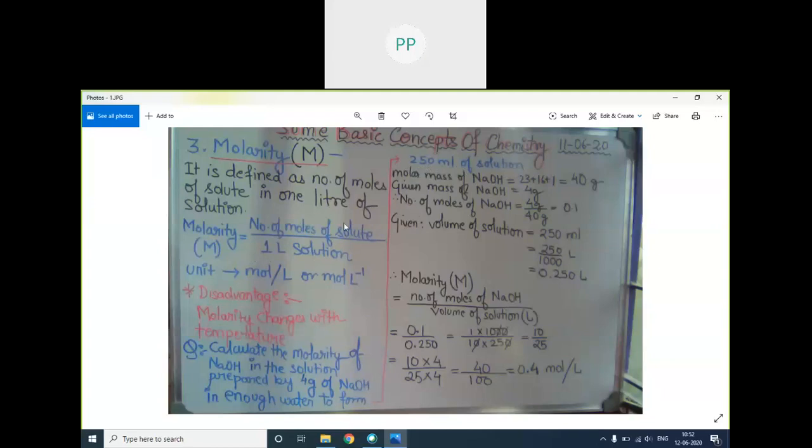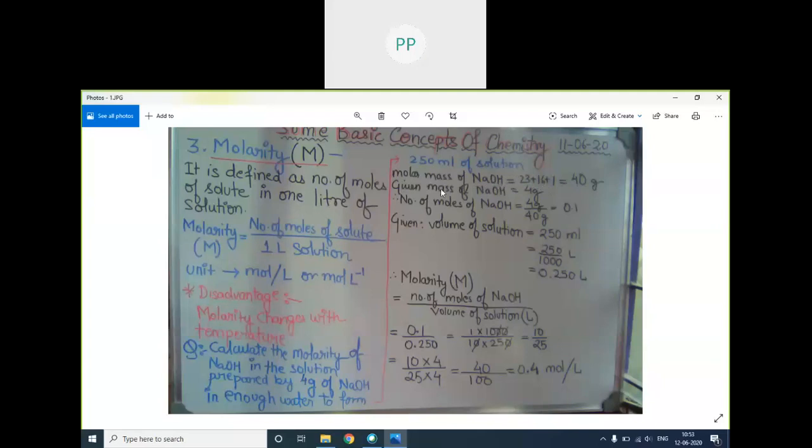Now, what else we need to calculate molarity? We need number of moles of solute. But we don't have number of moles in the question. But we know how to calculate number of moles. Number of moles can be calculated by given mass by molar mass. So we will use that formula. Molar mass of NaOH we know. You can calculate easily. Na atomic mass is 23, O atomic mass is 16 and hydrogen atomic mass is 1. So in total we are getting 40 gram molar mass of NaOH.